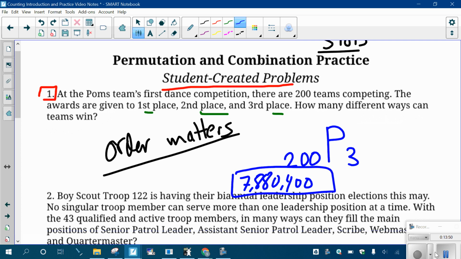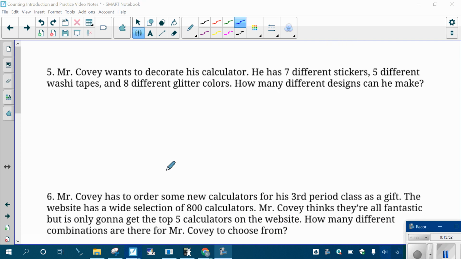Okay, let's do question 5. Mr. Covey wants to decorate his calculator. Seems likely. He has 7 different stickers, 5 different washi tapes, and 8 different glitter colors. How many different designs can he make?